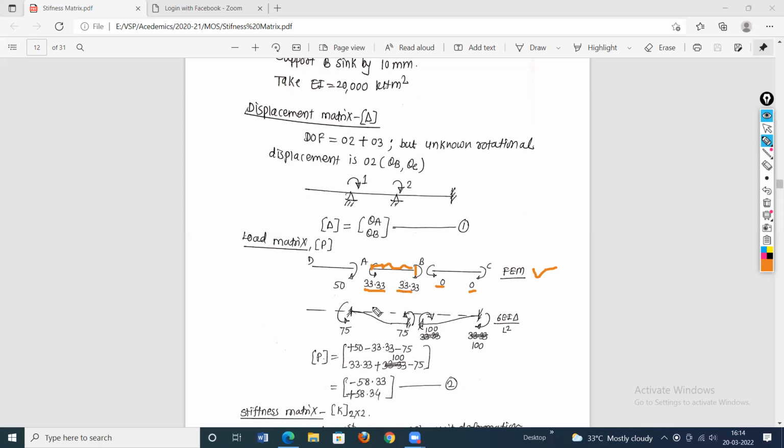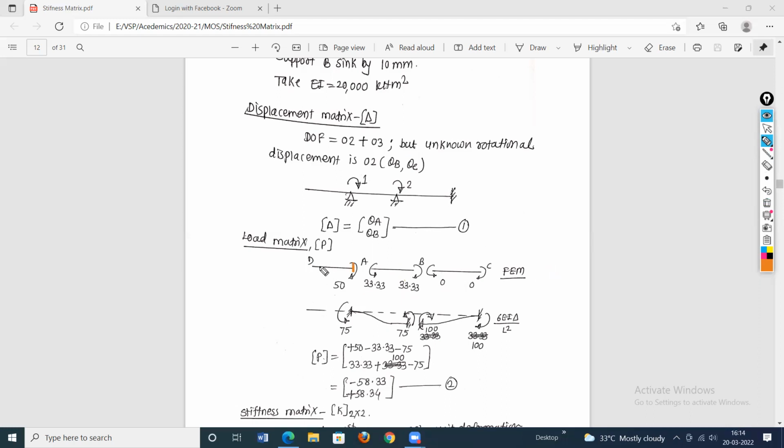WL square by 12 in a clockwise direction. So this is for the AB portion and the DA portion. Here there is a fixity, and this D is a free end. For the DA portion, it is just like a cantilever.